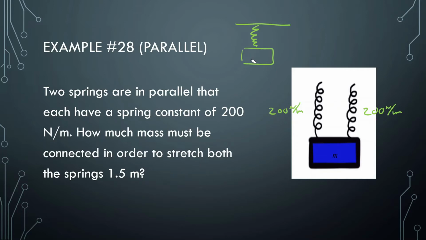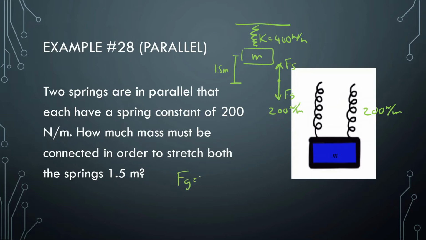Okay, so this spring constant is going to be the same as both of these combined, so this would be 400 Newton per meter. And we want to know what mass this would have to be in order for this to stretch 1.5 meters, in order for it to get to its equilibrium position. All we should know for this is we have a force of gravity going down and force of the spring going up. So we have to set these two equal to each other.